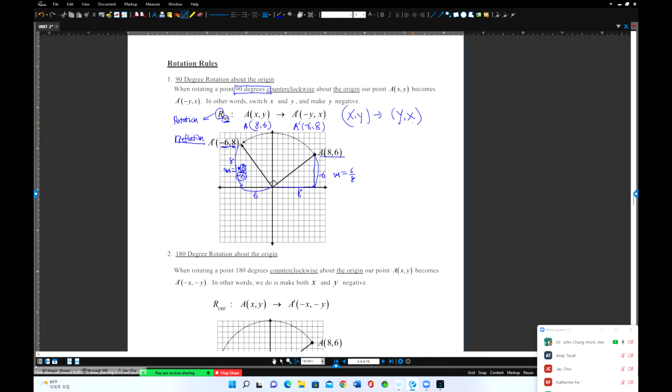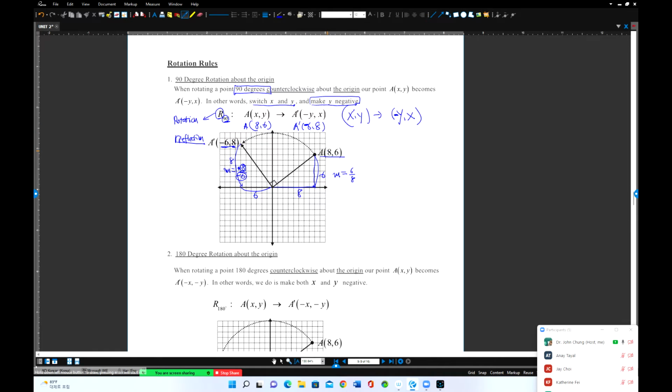But we need one more rule. Make the first number negative. When you switch X and Y, 6 and 8, the first value must be negative. First value is negative. That's it. That's the rule.